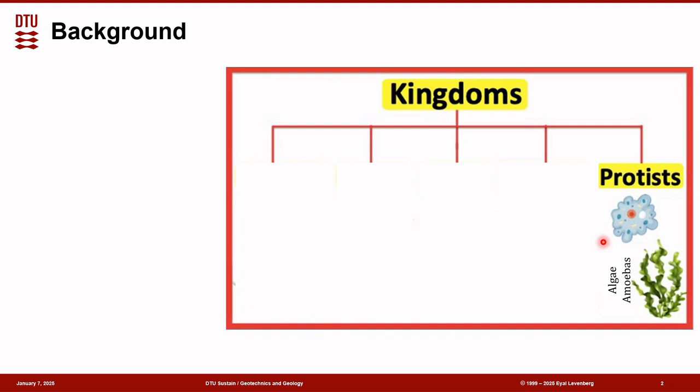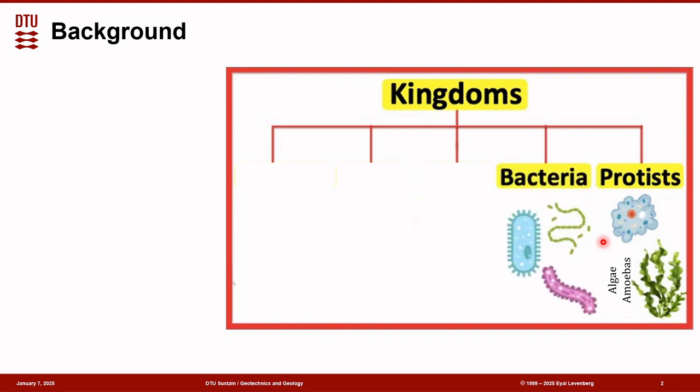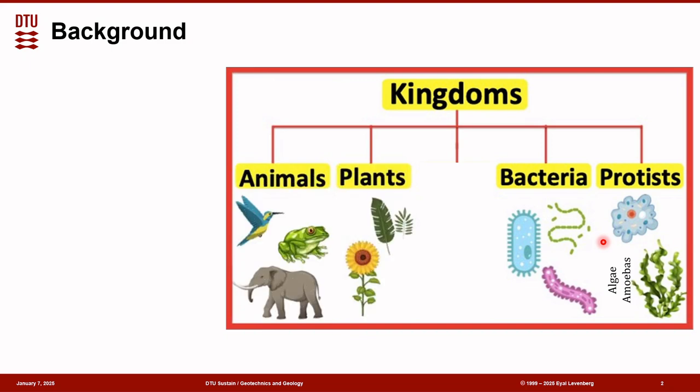So the life on this planet is split into 5 kingdoms. The first is maybe lesser known, protists. They contain elements of life like algae and amoebas. There's also bacteria that make a kingdom. And then we have plants, the kingdom of plants, and the kingdom of animals. But there's also a 5th kingdom, a kingdom of fungi.